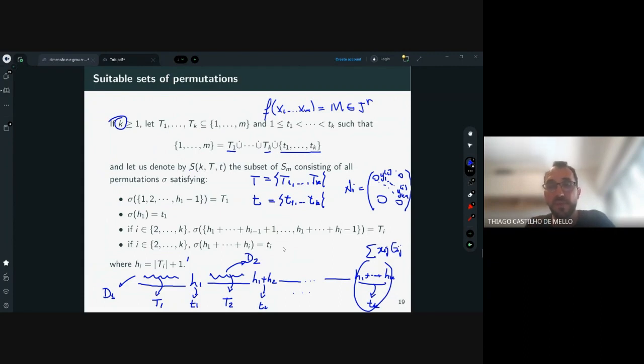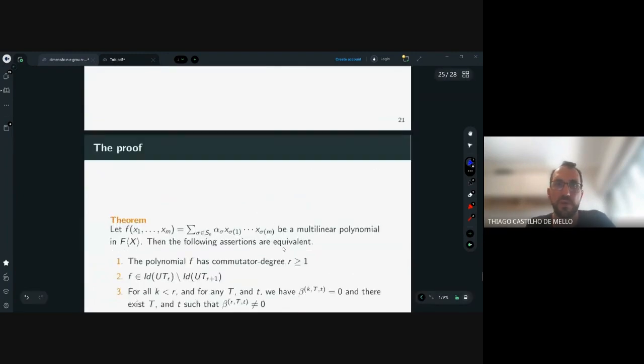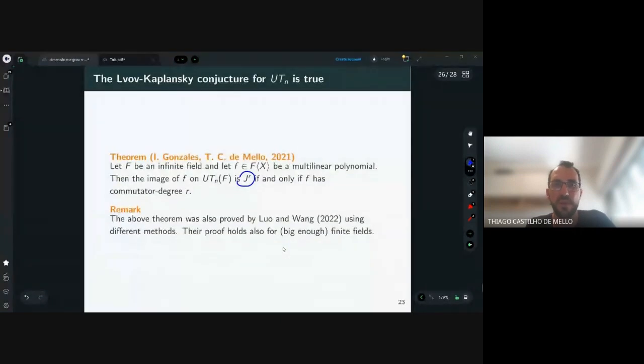And the infinite field is used because at some point we need to evaluate a polynomial in commuting variables and obtain a non-zero result. So this is why we use the infinite field here. Okay, so this was proved also by Lu and Wang independently with different methods, but their proof holds for fields not necessarily infinite, but big enough.